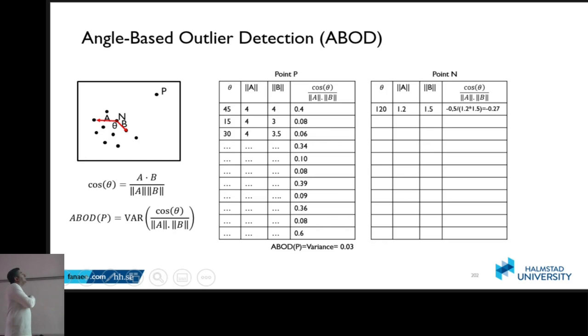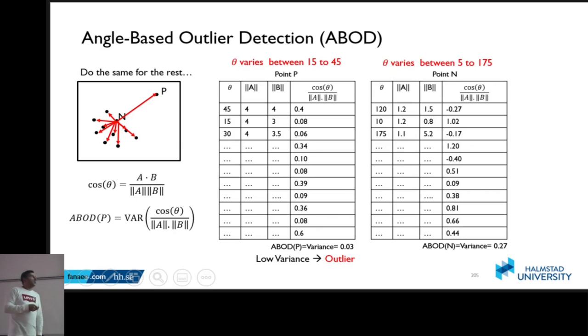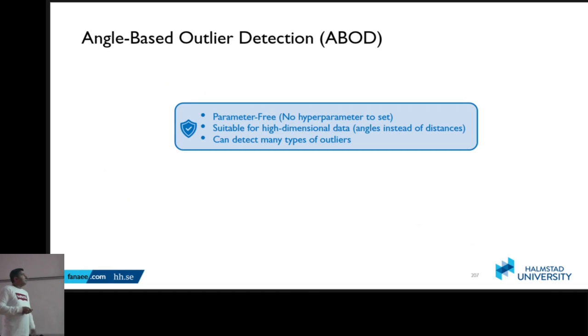If we get these two points, the angle is 120. And for this point it is 10 degrees, and the ABOD becomes this and this and this. If you continue for all points, the variance of angles results in a higher variance of the ABOD value. What that means is that this should be an outlier, because these angles vary between 15 and 45, while this one varies between 5 and 175. This is the code for ABOD.